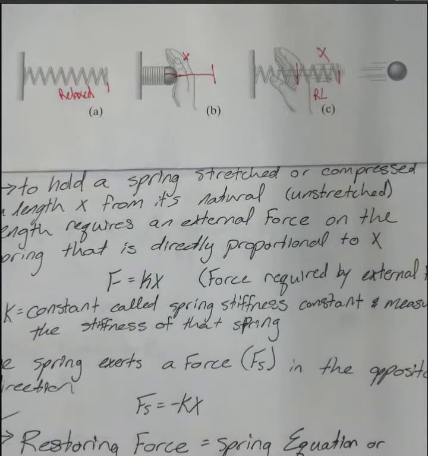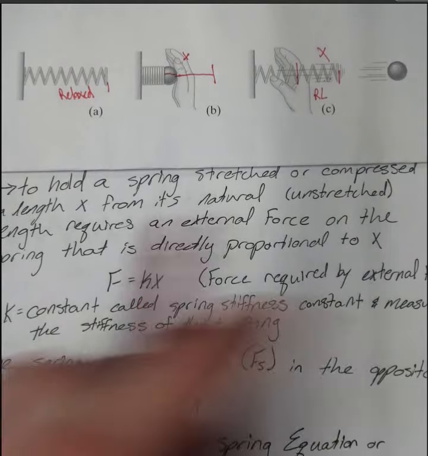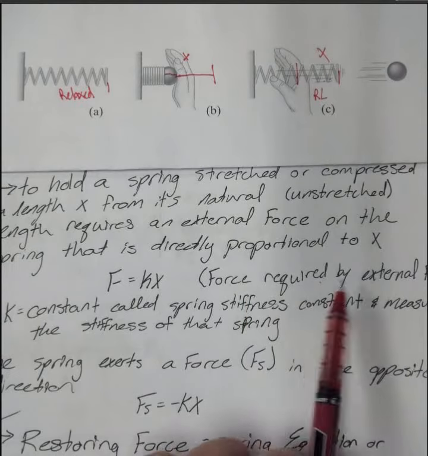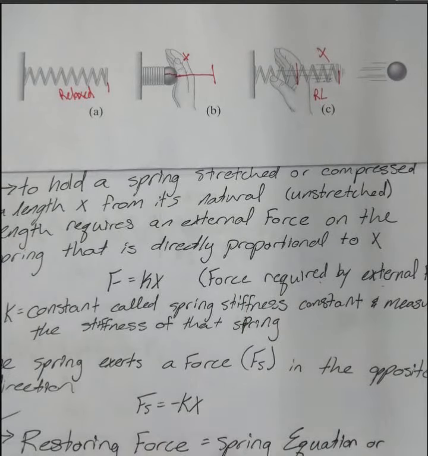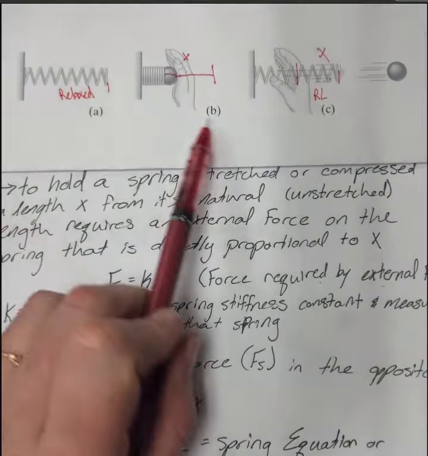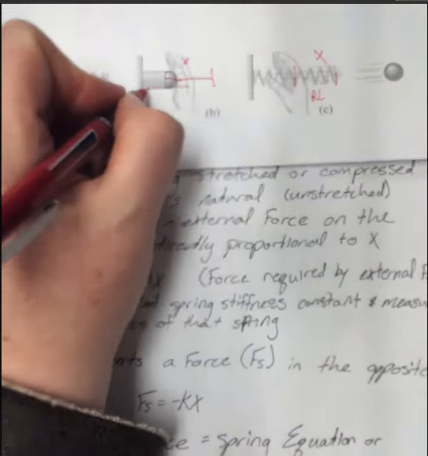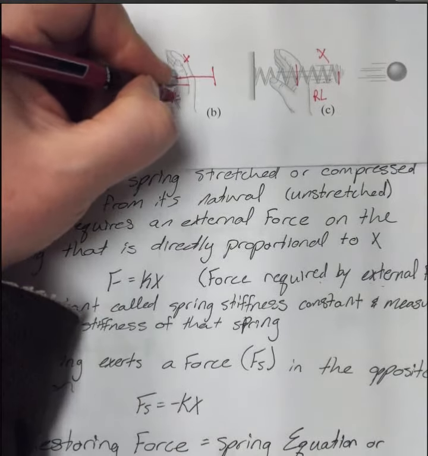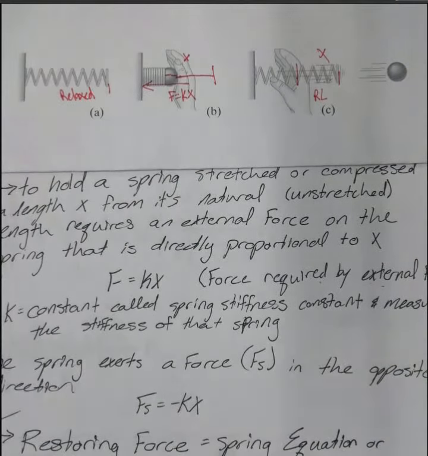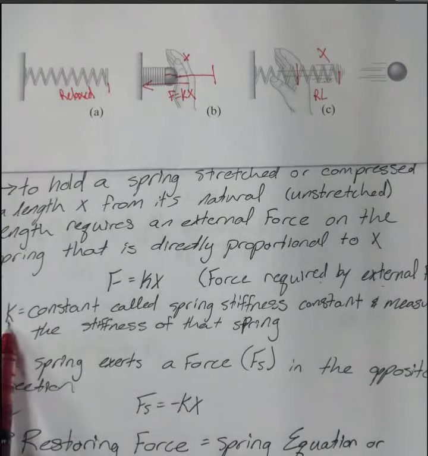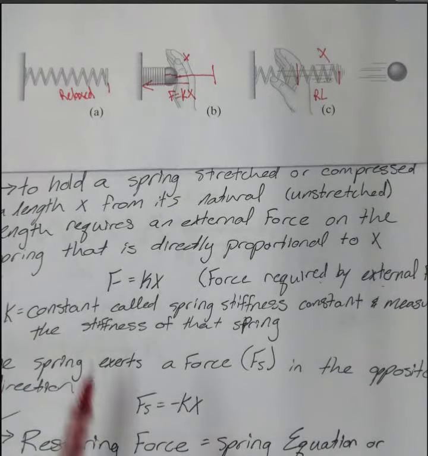That means that a spring force is not constant. It's only proportional to x. And we can calculate a spring force given the equation F equals kx. This is the force required by an external object. So this F equals kx is the force required for the hand to compress the spring this way. In this equation, k is a constant called the spring stiffness constant, and it measures the stiffness of that spring.